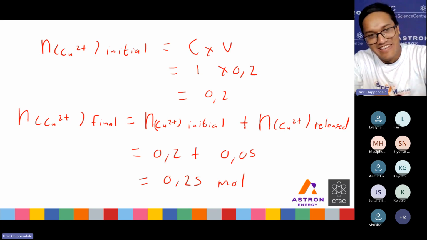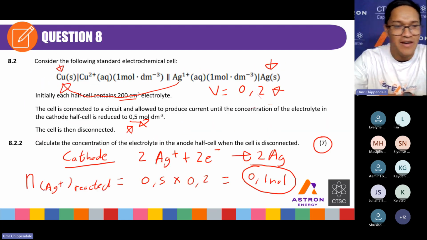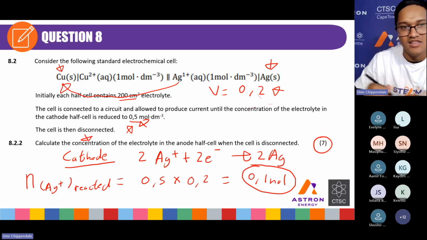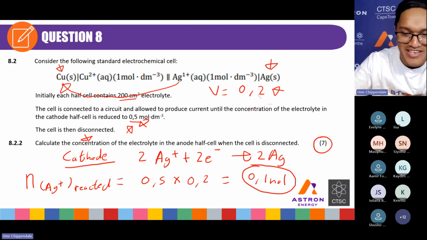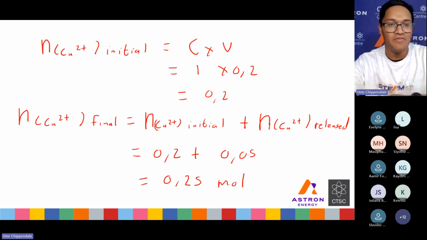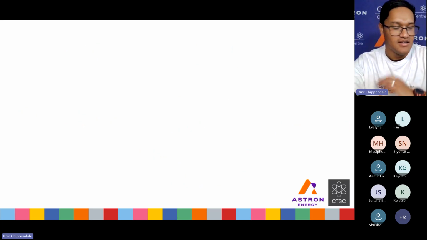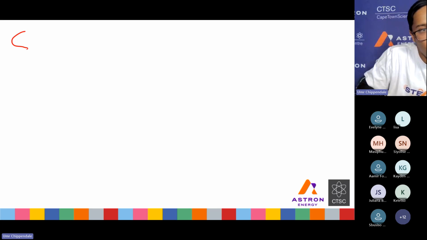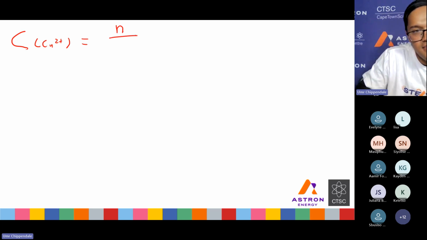But guess what? That's 7 marks, and we won't get all of it by this time. Because if we move all the way back, they say calculate the concentration of the electrolyte in the half cell. So because we need to calculate the concentration, we're going to use this number of moles, and we're going to deal with the volume that was given, which was 0.2. So the concentration of Cu2+ is equal to the number of moles, which we just calculated, divided by your volume.